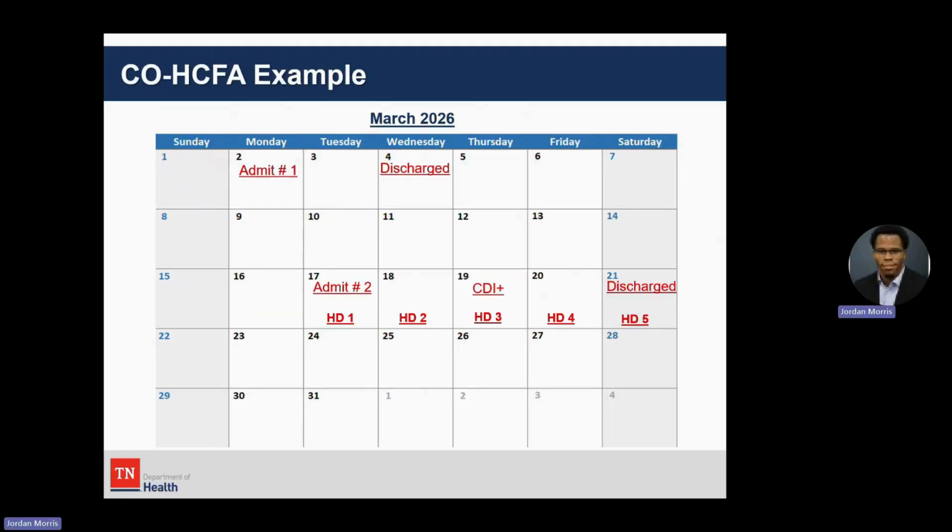A patient was admitted on the 2nd and discharged on the 4th, and then readmitted on the 17th. The specimen was collected on the 19th, and the patient was discharged on the 21st of March. This would be considered a community onset healthcare facility associated LabID event because it was collected from an inpatient or outpatient location from a patient who was discharged from the facility less than or equal to 28 days prior to the current date of the stool specimen collection.